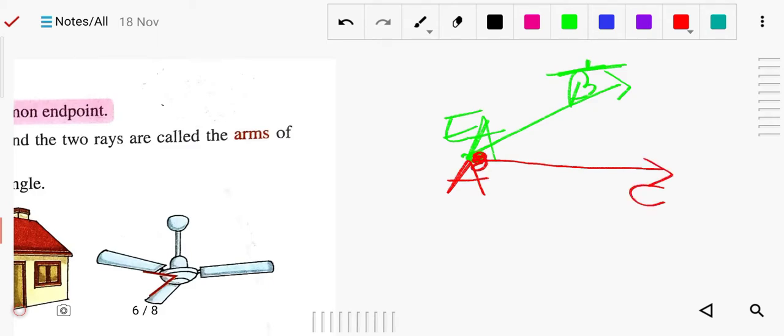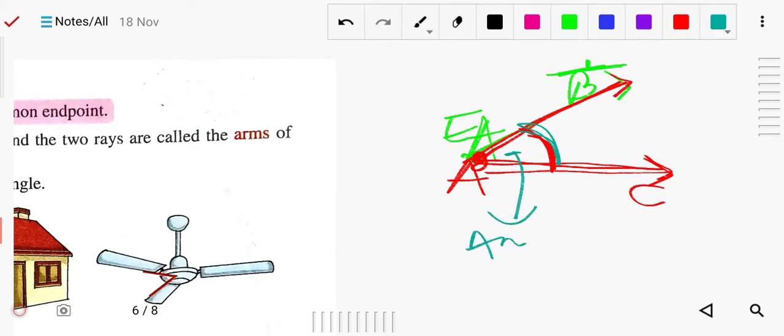When these two rays start from the same point, they form an angle. This is called the angle. This is your angle, and we can denote the angle by a sign like this.